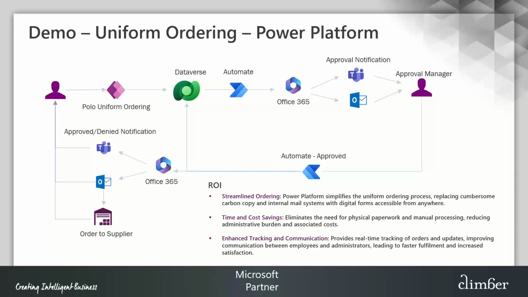It will send a notification to their approval manager. They'll just get a button in an email or a Teams message or both to approve or deny the request. Once it's approved, Power Automate will then trigger, send a notification to the employee that ordered the uniform, but also send an email. And this could be even an EDI job, or an API call, but in this case it sends an email to order the uniform from the supplier. So much slicker process.